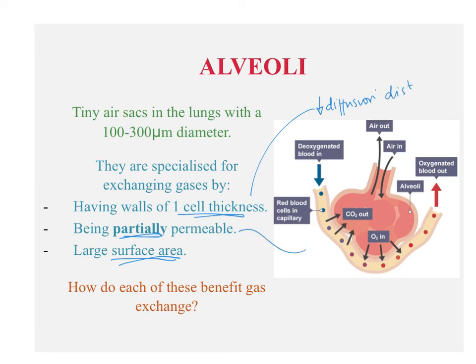If we're partially permeable, we're going to allow substances through, and again reduce the distance that particles need to travel to move from space to space. And finally, the large surface area, we're going to increase the space available for diffusion. Okay, and that's just going to help increase the rate of diffusion again.